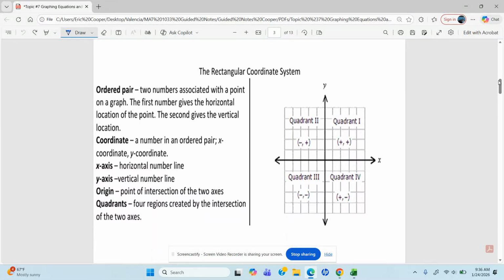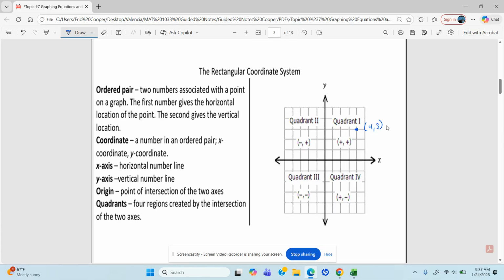So here are some key concepts and definitions we're going to talk about when we talk about the rectangular coordinate system. First, we have an ordered pair. An ordered pair is just two numbers associated with a point on the graph. The first number gives the horizontal location of the point, and the second number gives the vertical location of the point. So for example, if I wanted to graph a point here, where my blue dot is, we would first count horizontally, moving left to right. So 1, 2, 3, 4 to the right, and then 1, 2, 3 up.